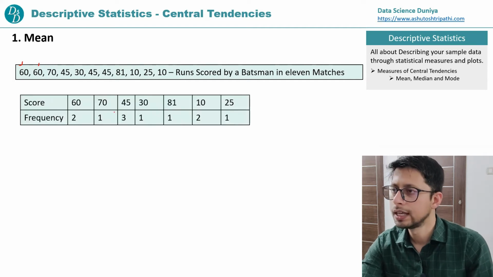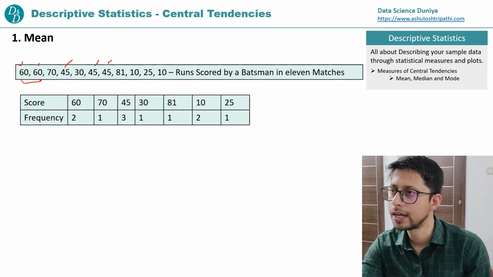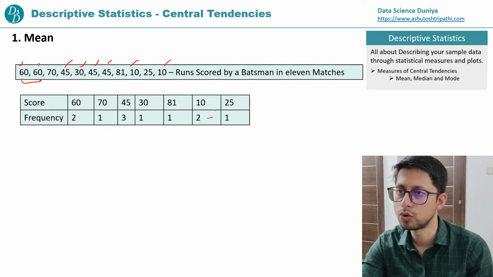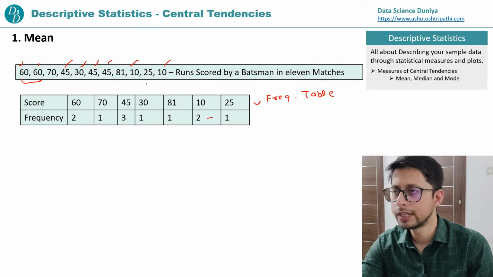Okay. So 60 is appearing 2 times, so we can write this as a frequency table also. 60 will come 2 times, 70 is appearing only 1 time, 45 he is scoring 3 times, so we will write 3, and 30 he is scoring only 1 time, so we will write 1. 81 also 1 time, 10 appears 2 times, which means he has scored 10 two times, so we will write 2, and 25 1 time. Okay, so this is named a frequency table. Either one is fine.